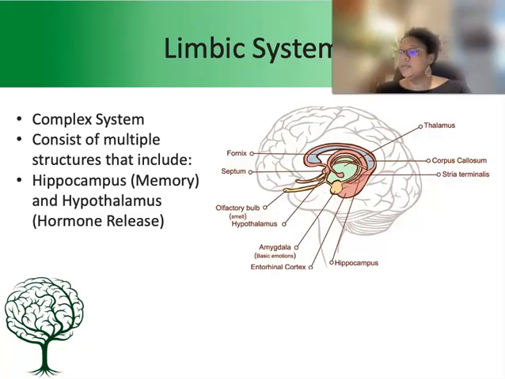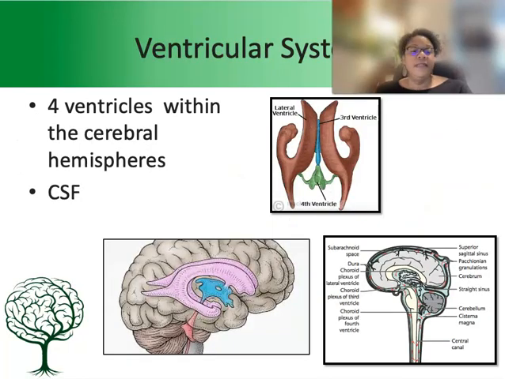All right, so let's go to our next slide. This one you are going to need to know. So the ventricular system majorly deals with our CSF. So there are 4 ventricles.